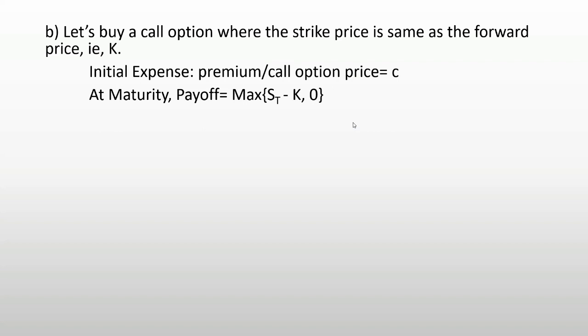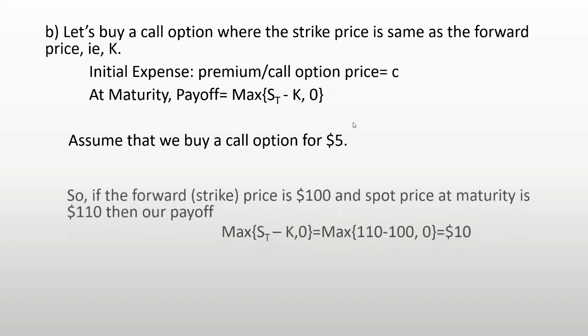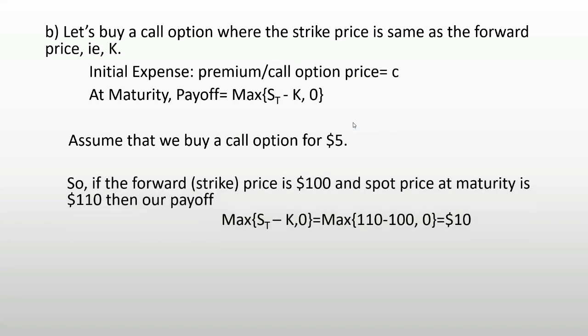So we can see that the payoff from a call option can never be negative. It is either 0 or higher than 0. So let's give a mathematical example. We buy a call option for $5. If the forward price, that is the strike price, is 100 and the spot price at maturity of the stock is 110, then according to that formula our payoff will be maximum of ST minus K, that means 110 minus 100, or 0. This gives us $10.